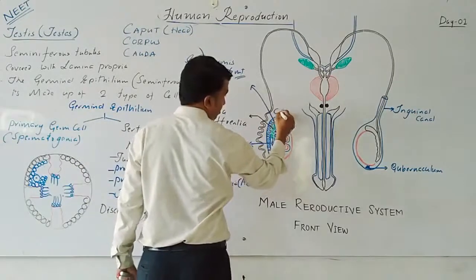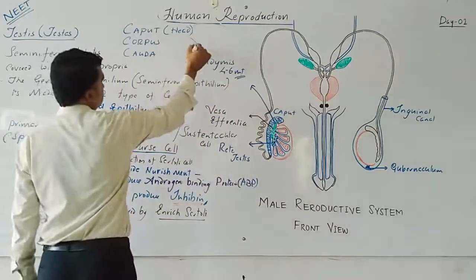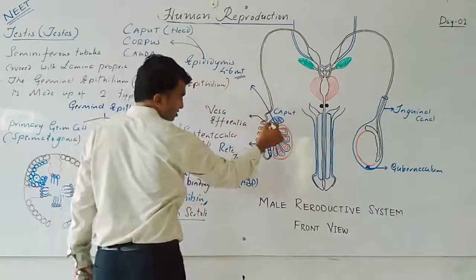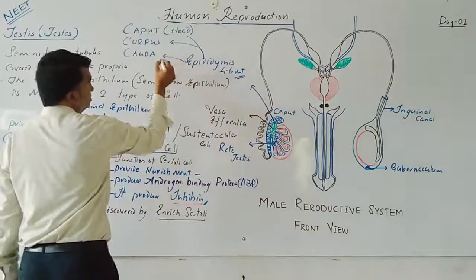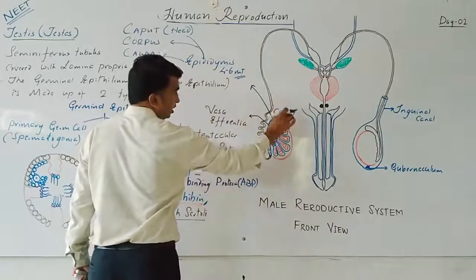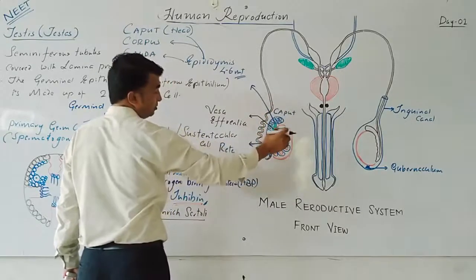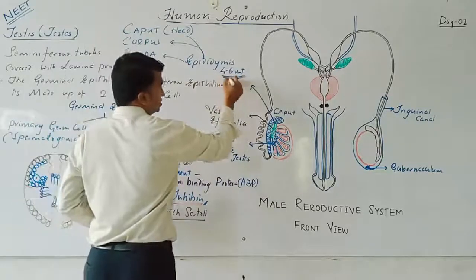And corpus means it is the main body. This is the corpus region, the central region. And cauda means it is the tail region. It is present on the lower side. So caput epididymis, corpus epididymis, and the cauda epididymis. So the length is almost 4 to 6 meters.